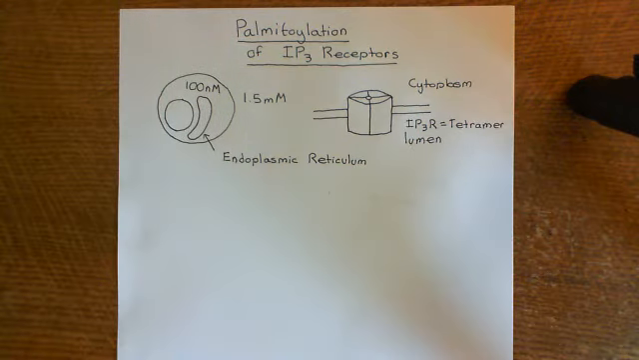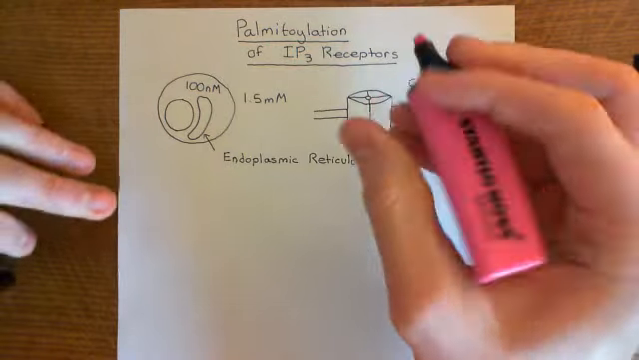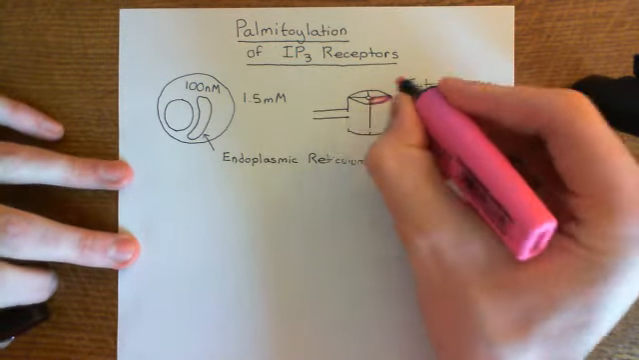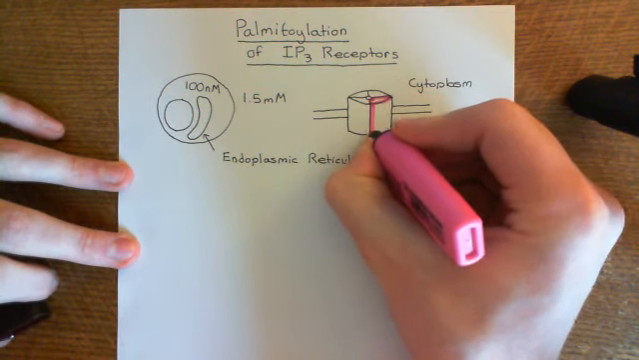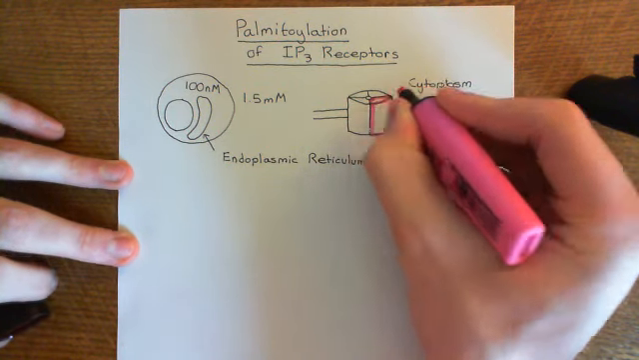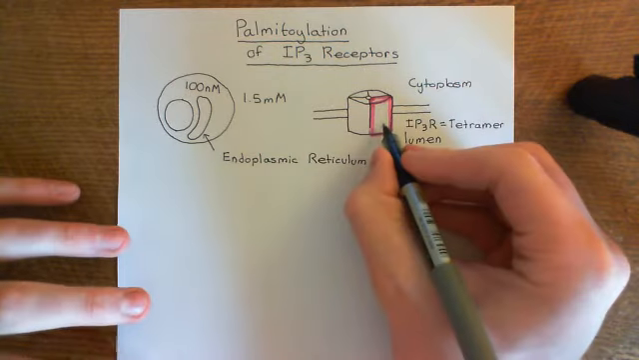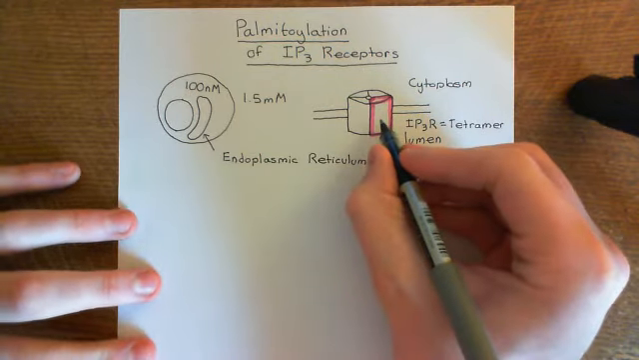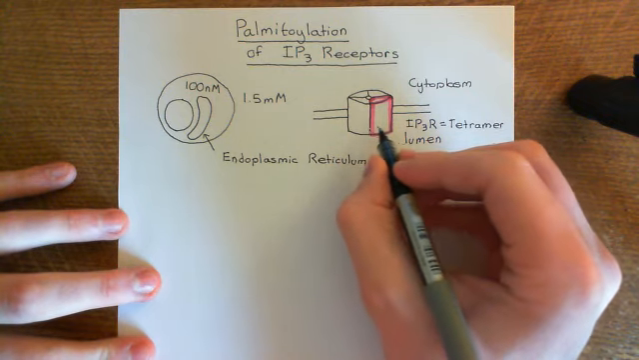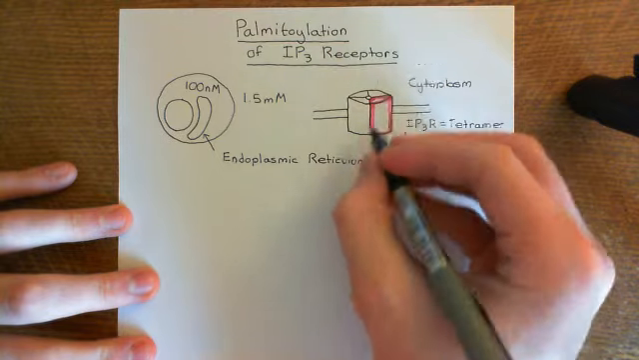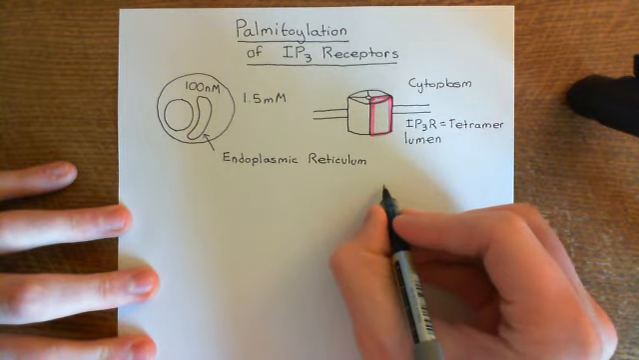Now, what we're going to do is pull out one of these subunits here. Let me highlight it in purple. So let's pull out one of these IP3 receptor subunits and have a look at its membrane spanning topology. I'm pulling out one of these subunits, a quarter of the IP3 receptor, and I'm going to look at what this protein actually looks like. How does it span the membrane?